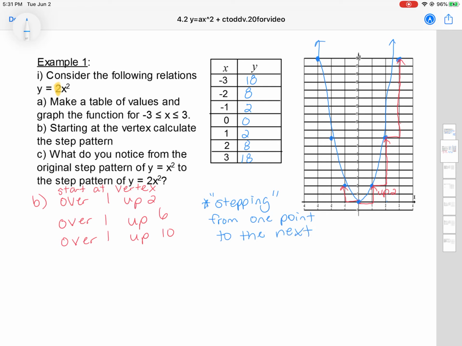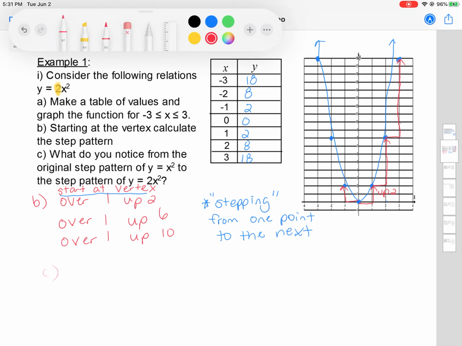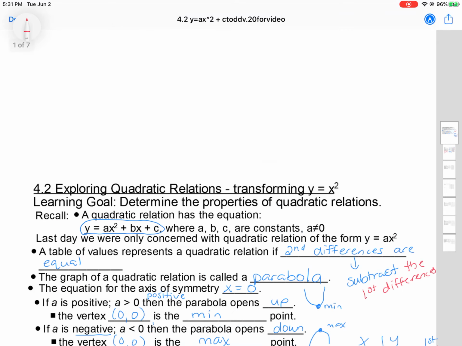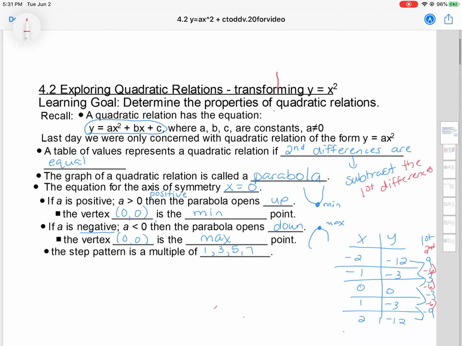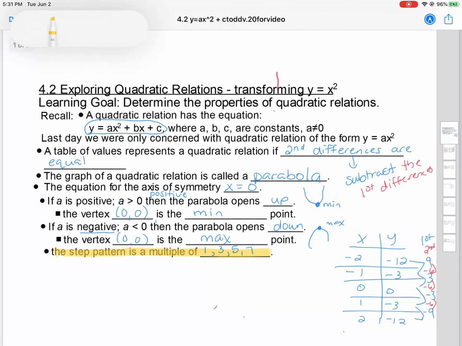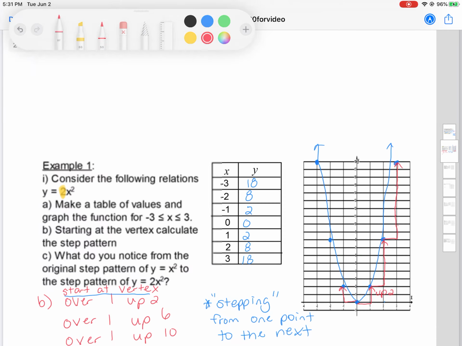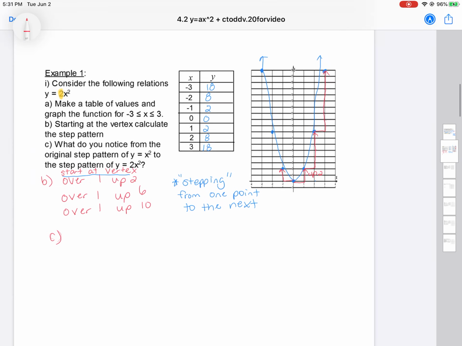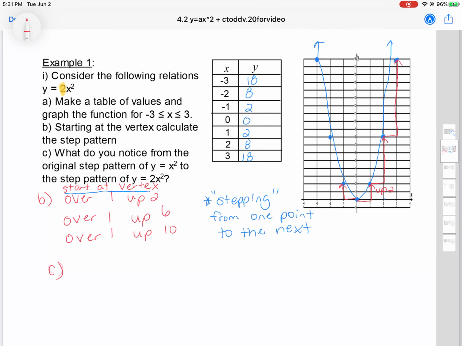Okay, so stepping from one point to the next, start at the vertex, and then you're making steps basically. Now remember, this is, oops, that's not what I wanted, sorry. The base step pattern of a parabola is 1, 3, 5, 7. So that is not what we have here. We have 2, 6, and 10.